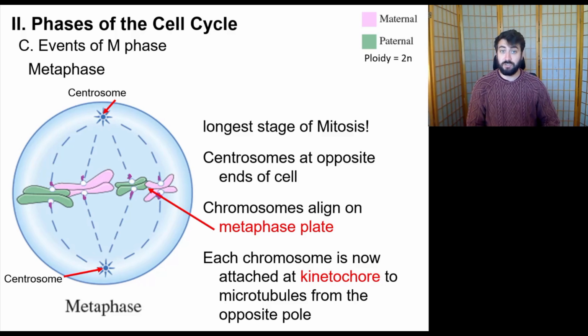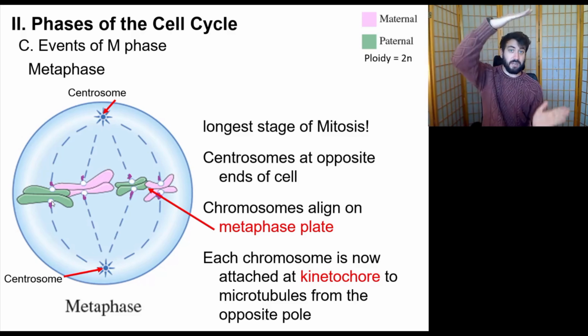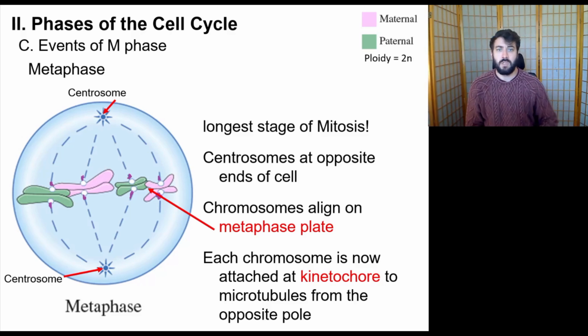Notice the orientation of the sister chromatids now, with one aligned with each side of the cell. For each pair of sister chromatids, one of the chromatids has a microtubule attached from one centrosome, excuse me. So one of the chromatids has a microtubule attached from one of the centrosomes, while the other sister chromatid has it attached to the other centrosome.